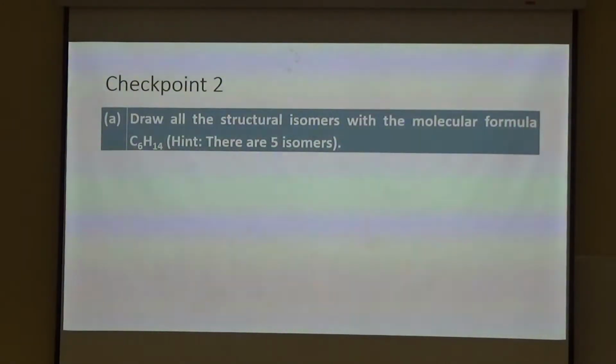Okay, so checkpoint 2 again, very quickly before we move on. Can you try to draw all the structural isomers with this molecular formula? C6H14. And the hint is that there are 5. So you try it. Some of them are actually branched isomers.